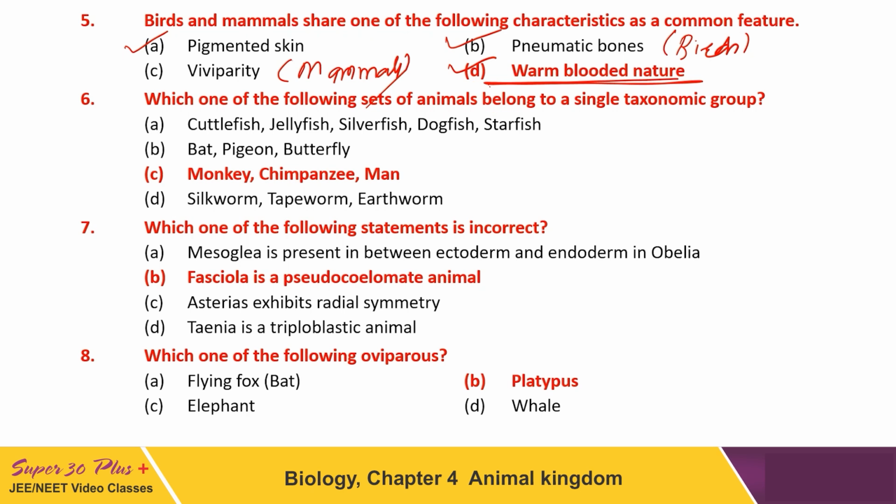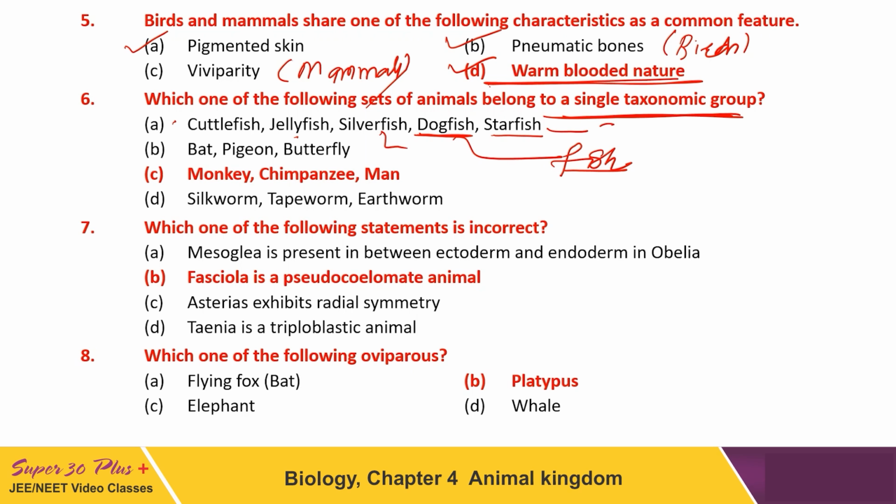Right answer is D. Which one of the following set of animals belong to single taxonomic group? Important. Good question this is. Yes, cuttlefish is not fish. Jellyfish is not fish. Silverfish is arthropod. Dogfish is Scoliodon. And starfish, this is only fish. You see, good question this is.